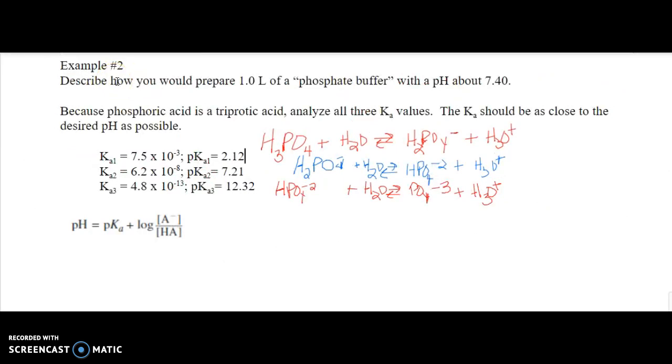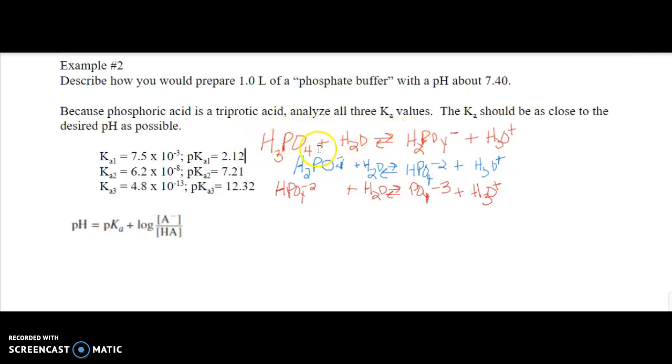Preparing a buffer requires selection of an appropriate conjugate acid-base system. So if we're looking at the phosphate buffer system and we're looking for something with a pH of 7.40, we need to look at all three of the Ka values for phosphoric acid. It's a triprotic acid, so if we were titrating this, you would have 3 humps or 3 equivalence points.